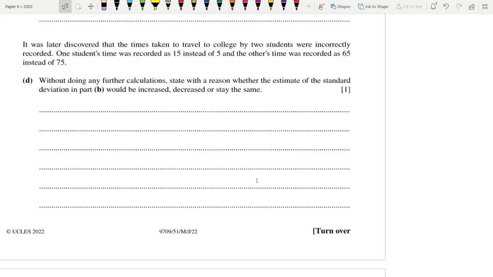Okay. So one student's time was recorded as 15 instead of 5. We recorded it as 15 while the original, the one we used in part B, was 5. And the other was recorded as 65 instead of 75.